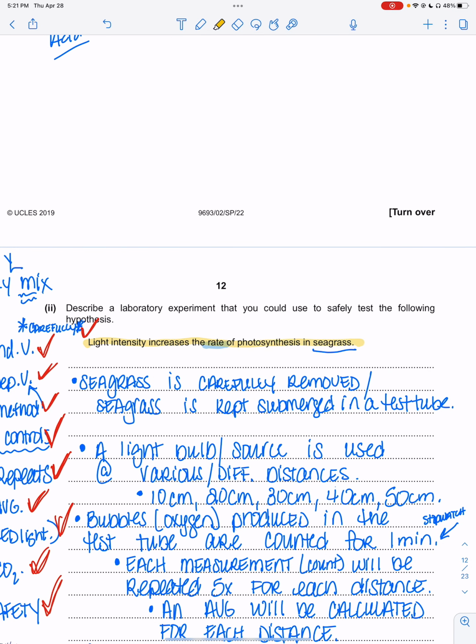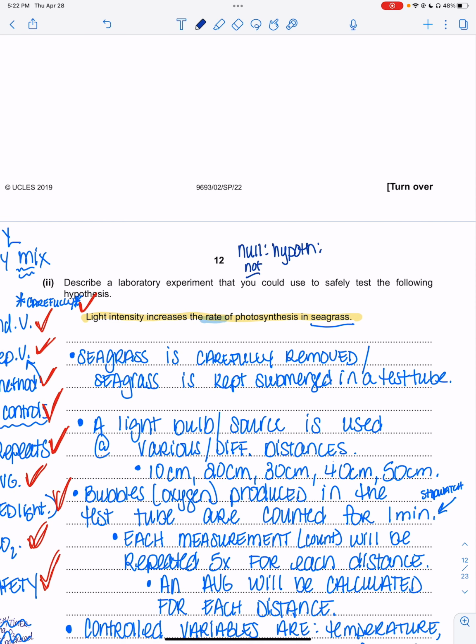Light intensity will increase the speed, or the rate, or the amount of photosynthesis in seagrass. That is what we should assume. If they do ask for a null hypothesis, I'll mention it again, as I mentioned in the sampling video. A null hypothesis literally means the not hypothesis, and that essentially will read like there is no correlation between the rate of photosynthesis and light intensity, or light intensity has no effect on the rate of photosynthesis.